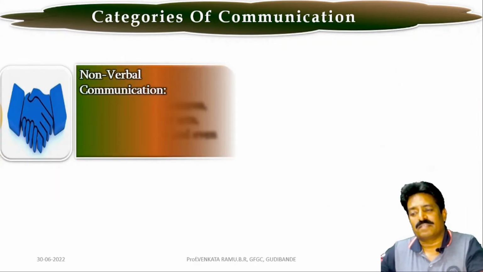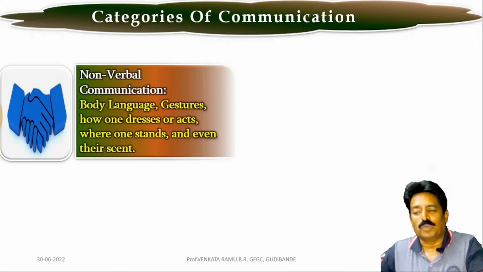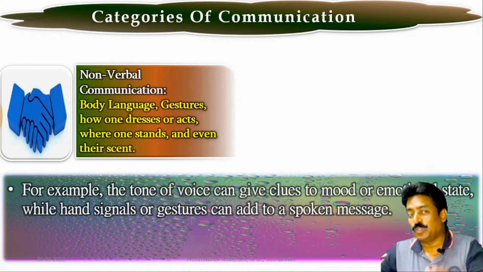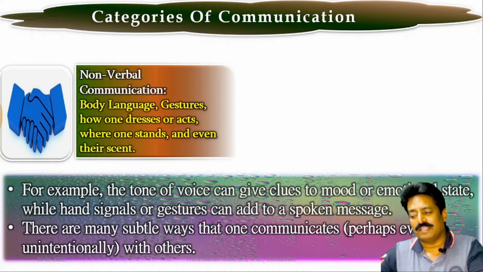The third one is non-verbal communication. It includes body language, gestures, how one dresses or acts, where one stands, and even their scent. For example, the tone of voice can give clues to the mood or emotional state, while hand signals or gestures can add to a spoken message. There are many subtle ways that one communicates, perhaps even unintentionally, with others.